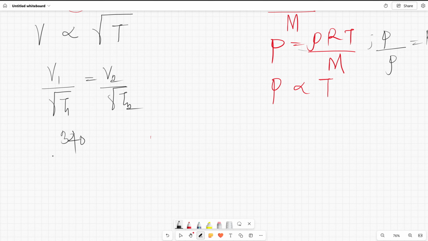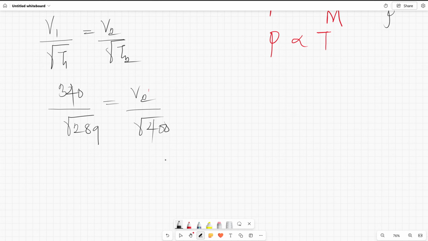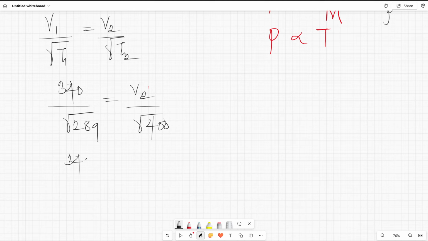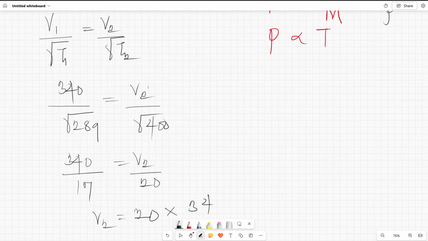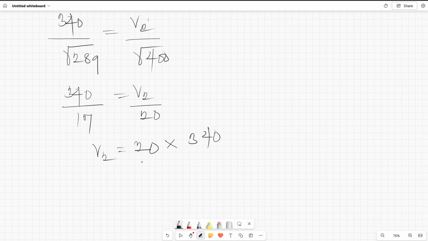So this is 340 over the square root of 289 equals V2, which is what we're looking for, divided by the square root of T2, that is 400. You know that this is 340 divided by 17 equals V2 divided by this is 20, right? So it means that V2 equals 20 times 340 divided by 17. So what do we have there? That will give us 400 meters per second.